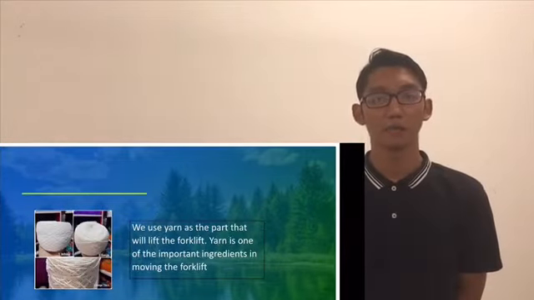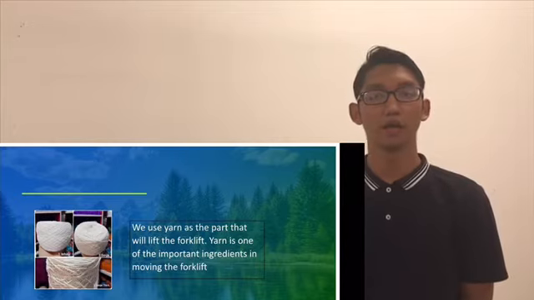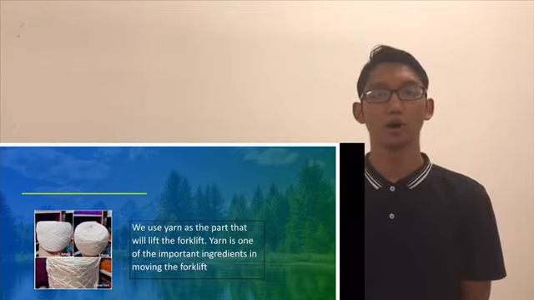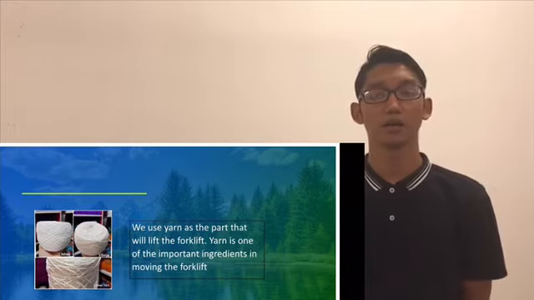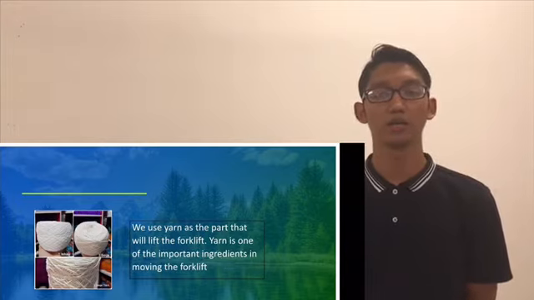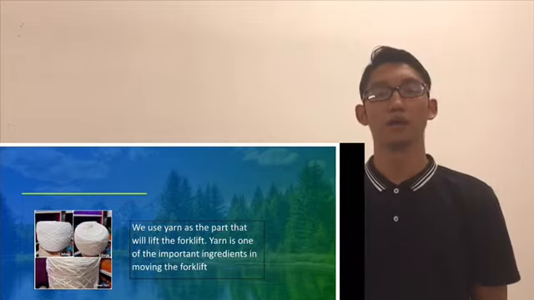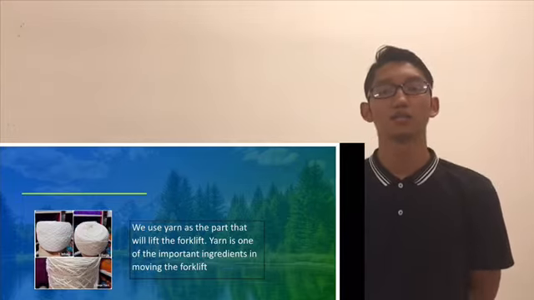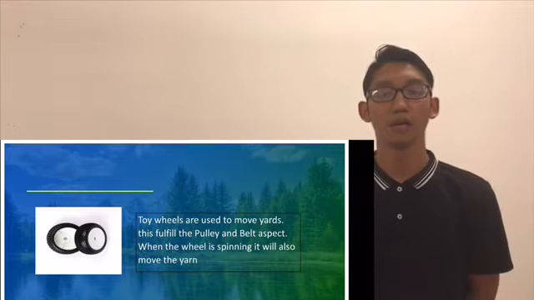My name is Syahrul Aiman, matrix number F1209, and we continue with our literature review. Next, we use yarn as the part that will lift the forklift. Yarn is one of the important ingredients in moving the forklift. The last one is toy wheels, used to move the yarn. This fulfills the pulley and belt aspect. When the wheel is spinning, it will also move the yarn.